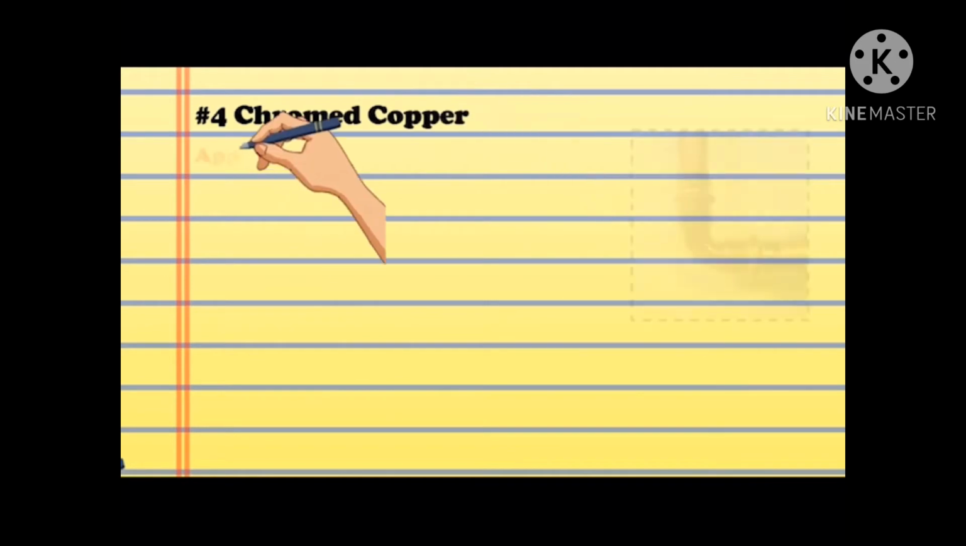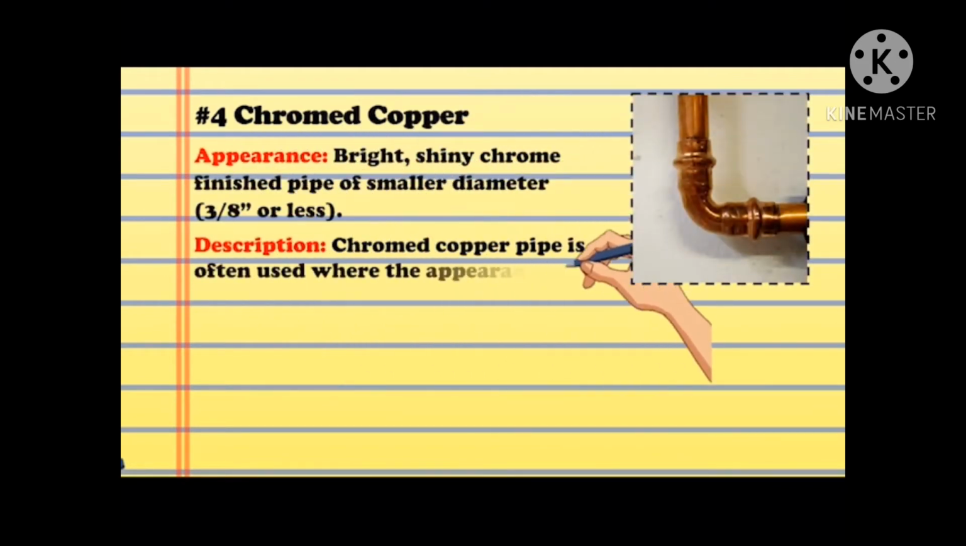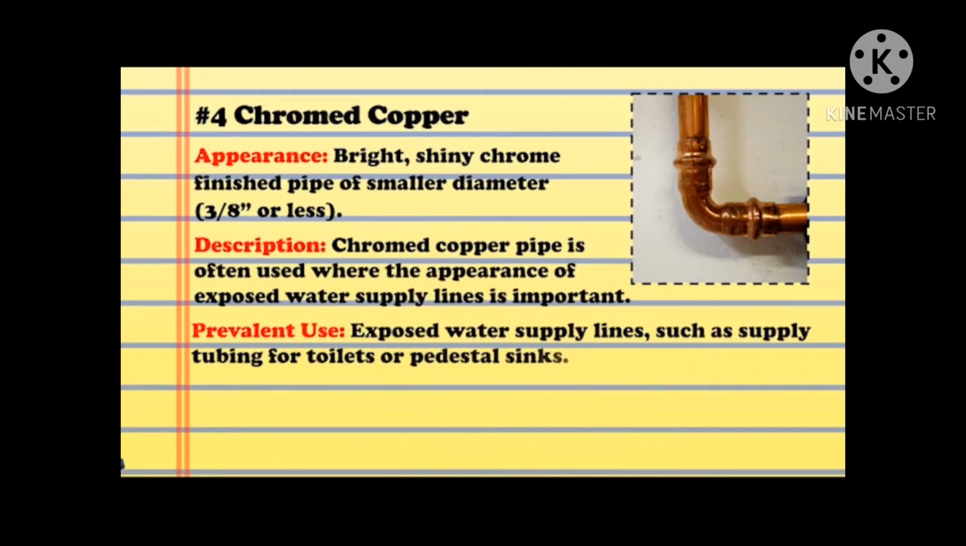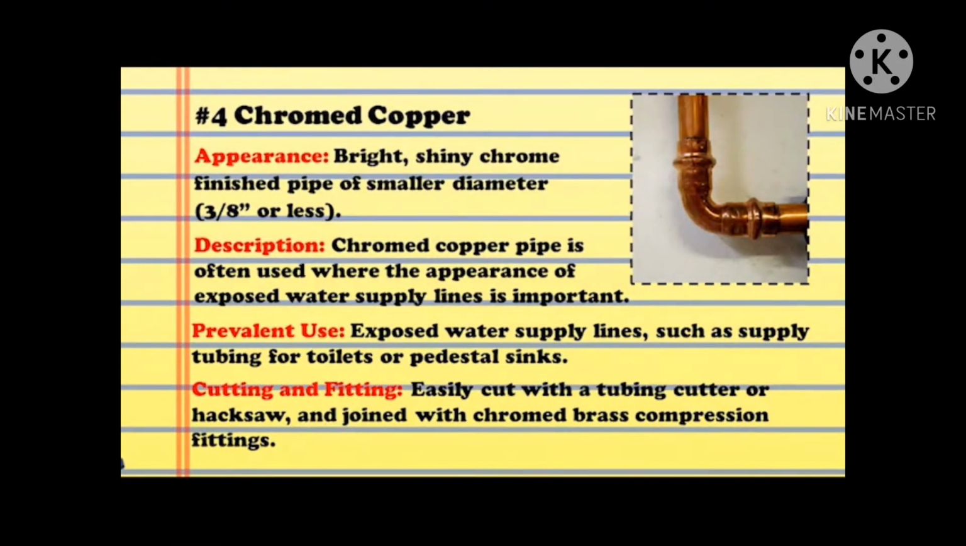Number 4. Chromed copper. Appearance: bright, shiny chrome finished pipe of smaller diameter, about 3/8 inch or less. Description: chromed copper pipe is often used where the appearance of exposed water supply lines is important. Prevalent use: exposed water supply lines such as supply tubing for toilets or pedestal sinks. Cutting and fitting: easily cut with a tubing cutter or hacksaw and joined with chromed brass compression fittings.